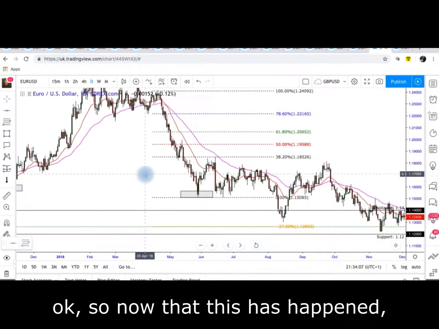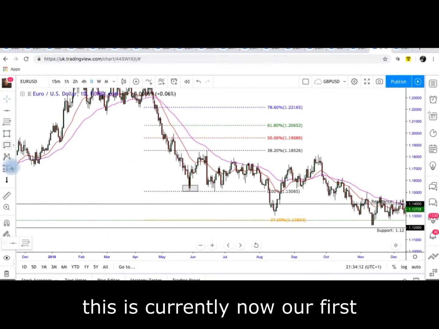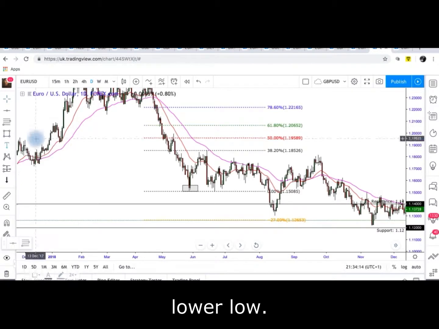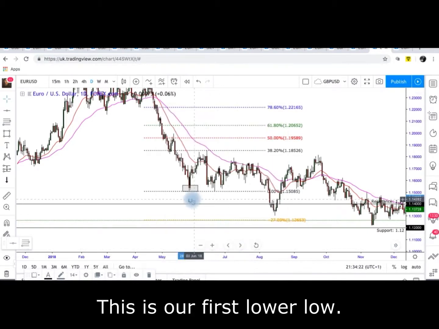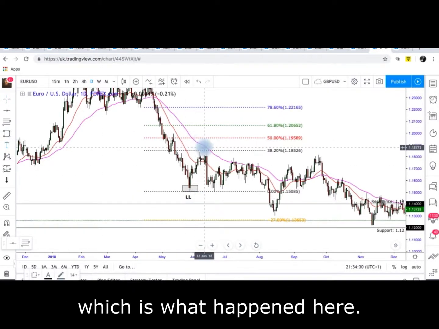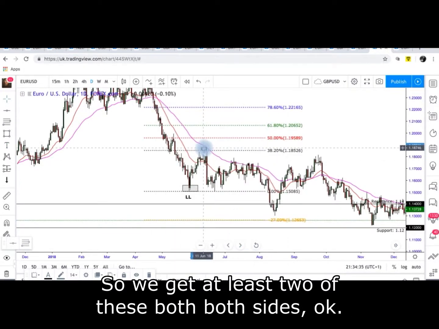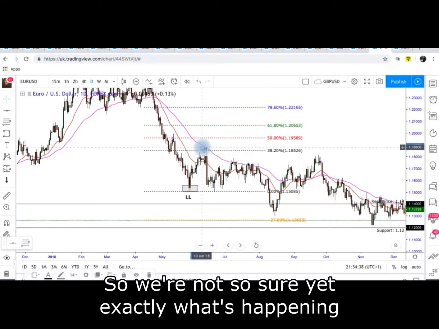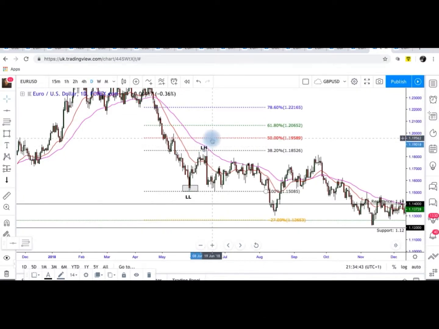Okay, so now that this has happened, this is currently our first lower low. So now after a lower low, we're expecting a new lower high, which is what happened here. Now, obviously, we can't confirm anything yet until we get at least two of these on both sides, okay? So we're not so sure yet exactly what's happening until we begin to see at least two of these and at least two of these.